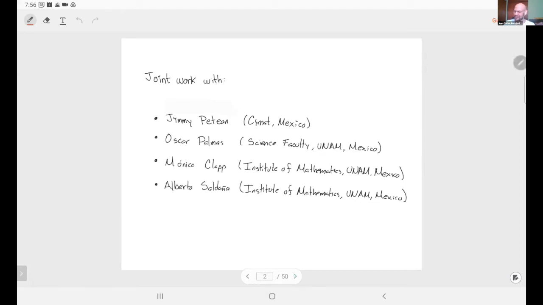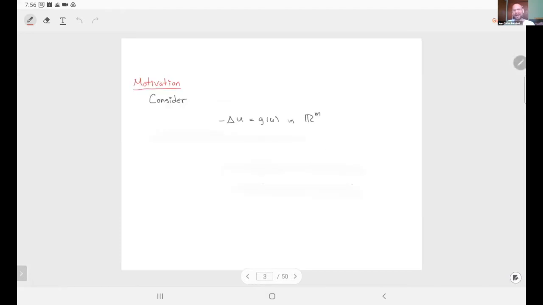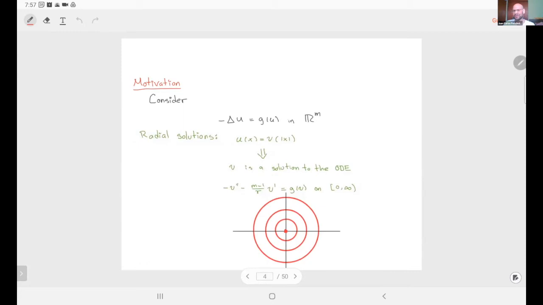I will give a little motivation about the problem. If we consider this kind of semilinear problems, one of the first things that we learn in, for instance, PDE courses is that we can look for fundamental solutions. We are now here in R^m, so we can try to look for radial solutions. This is one of the main tools in PDE. And we look for radial solutions.